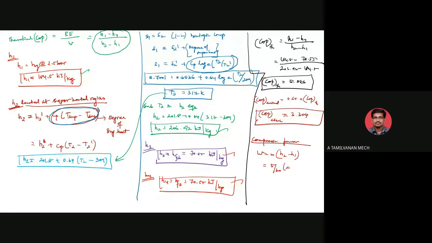206.9 minus H1, 184.5. You are getting the work input to the compressor, that is W, which is equal to 1.868 kilowatt. That is called the actual compressor work that you derived. Next, you are going to find the COP.